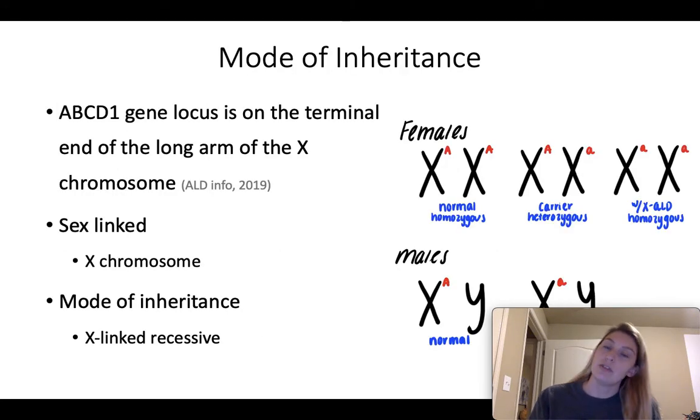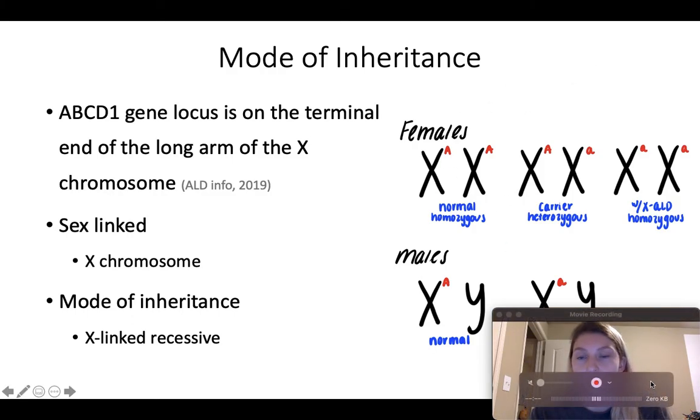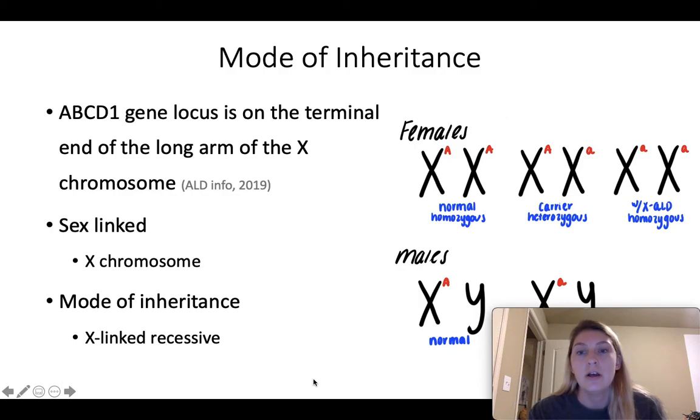So if we look at the modes of inheritance, the ABCD1 gene locus is going to be on the X chromosome. So it's sex-linked, it resides on the X chromosome, hence its name, X-linked. Its mode of inheritance is X-linked recessive. I have a few different genotypes written on the side here. A normal homozygous female would be 2 dominants, a carrier would be heterozygous, and with XALD would be 2 recessive alleles, little a. Within males, we have the capital dominant A being normal, and recessive a being with XALD.